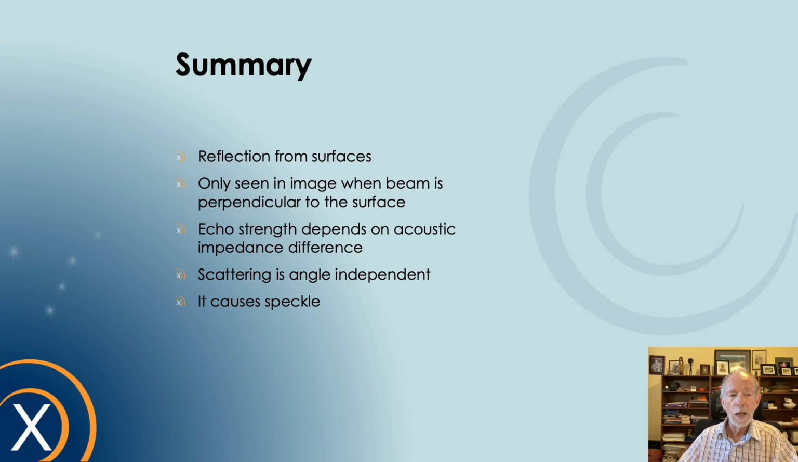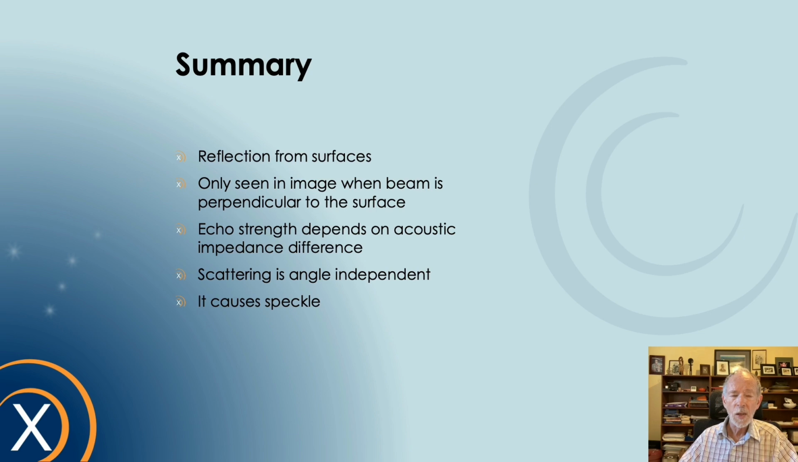So in summary, I've shown you that reflection is what happens when ultrasound strikes surfaces. We only get echoes that are detected and displayed in the image when the beam is perpendicular to that tissue surface within the body, and we call that perpendicular incidence. When the tissue is angled relative to the beam at some other angle, the reflected energy goes away somewhere else and it's not detected by the probe and therefore not displayed in the image.